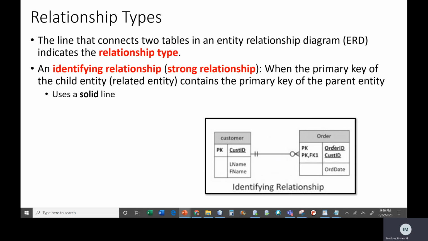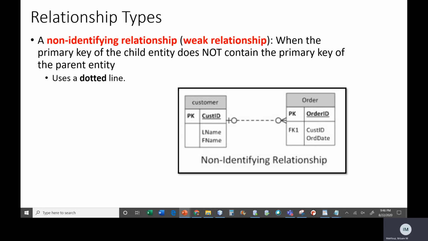So we say this is an identifying relationship, because if you give me a primary key, I will tell you who the parent is. Okay. So we draw that as a solid line. Now, if you see a dotted line, that means it is a non-identifying relationship. It is a weak relationship.